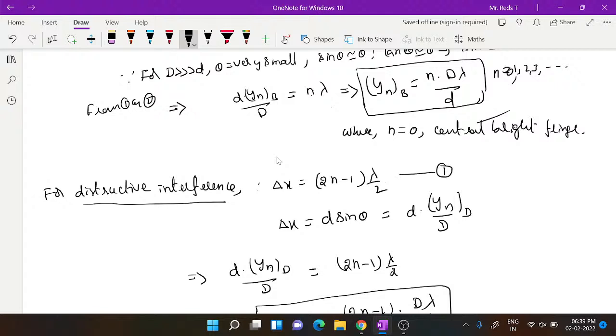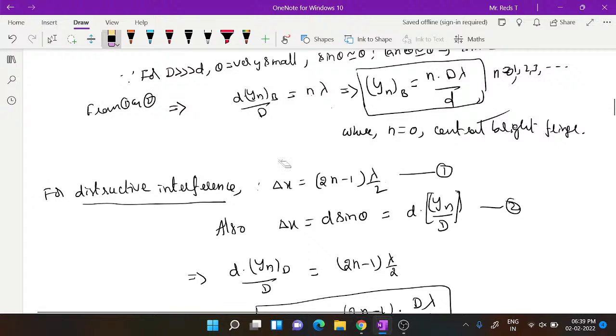Let us consider this is equation 1. And also delta x is equal to d sin theta. Here again, from the figure, by symmetry, sin theta is equal to tan theta, which is equal to yn by D. For dark bands, we consider this is equation 2, corresponding to dark bands.